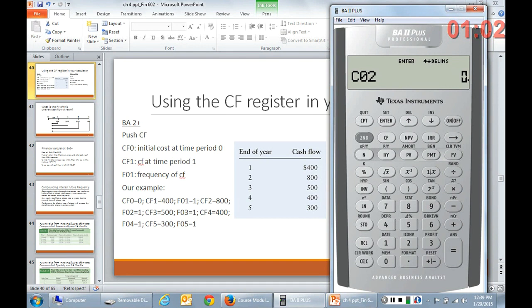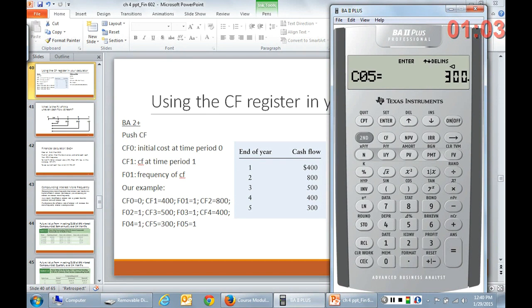So cash flow at time period 2 is 800. Enter and the down arrow, and we can skip the frequency. So cash flow at time period 3 is 500. Enter, down arrow twice. Cash flow at time period 4 is 400. Enter, and the down arrow twice. And the cash flow at time period 5 is 300. Enter.